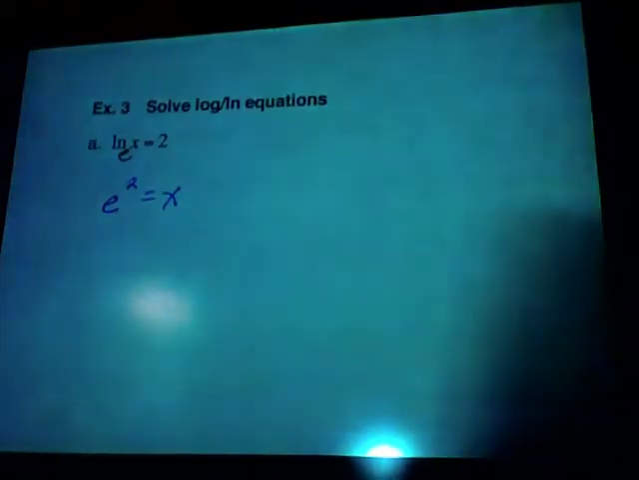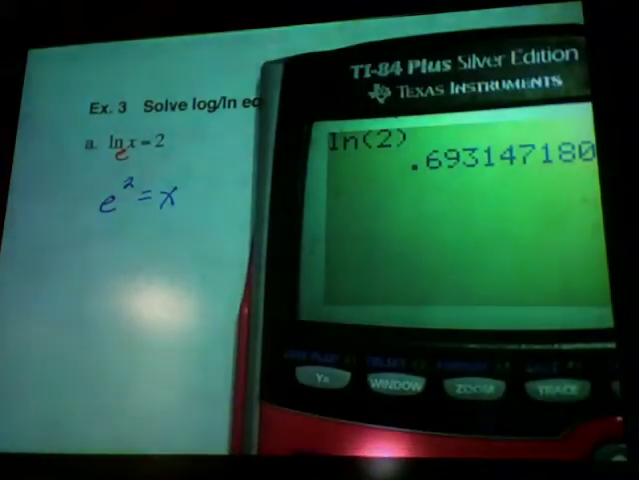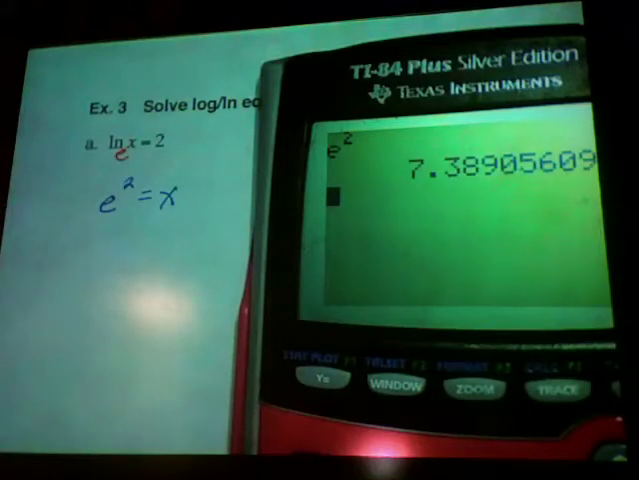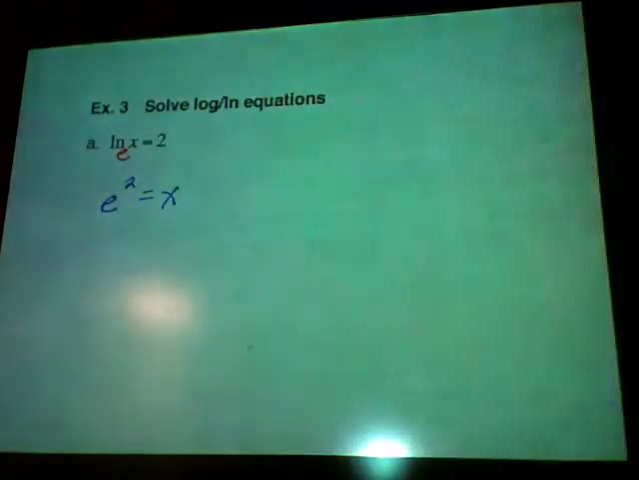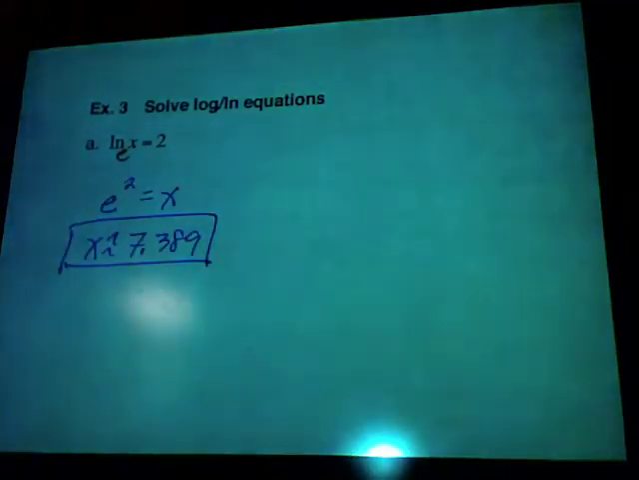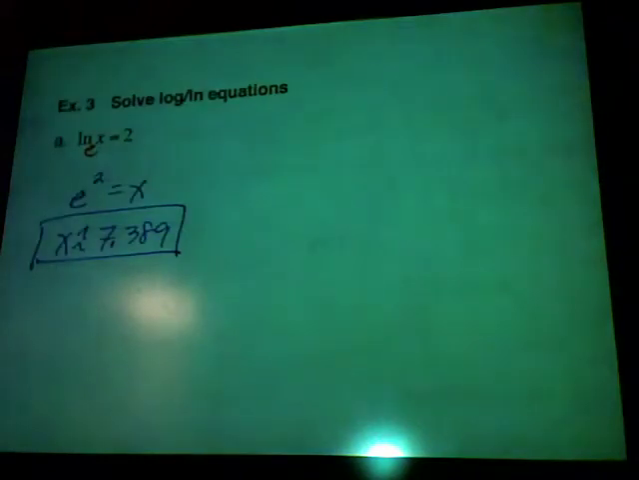So go to your calculator and find e to the 2. e again is above your division symbol, and then square it. Round to 3 places, what do you get? 389, yep. So x is approximately equal to 7.389. That wasn't so painful, right?